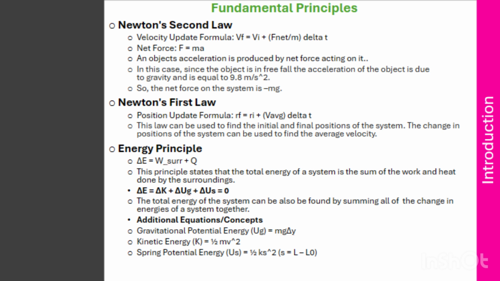The energy equation for this experiment is gravitational potential energy, which is the mass times the acceleration due to gravity, and the change in y position. Next is the kinetic energy equation, which is 1/2 times the mass times velocity squared, and last is the spring potential energy, which is 1/2 the spring constant times s squared, s being L minus L naught.